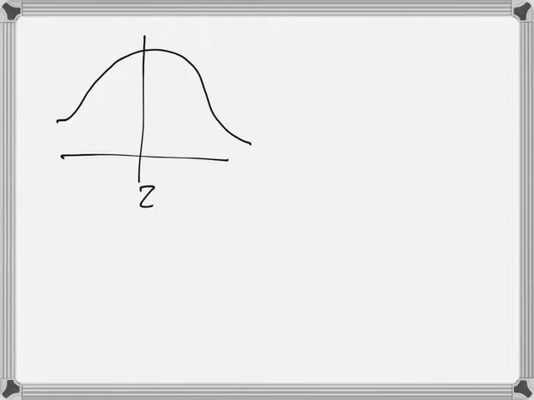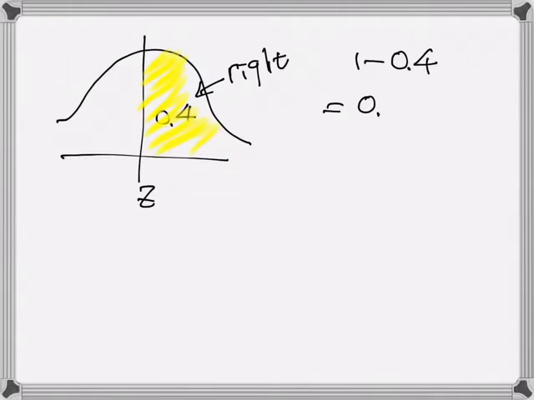Now, in your book, they give you a graph, something like this. This time they give you the area already, and you have to go back to find out what your Z is. So if your area is on the right, you have to subtract it from 1, so the number they give is 0.4, so it becomes 0.6.